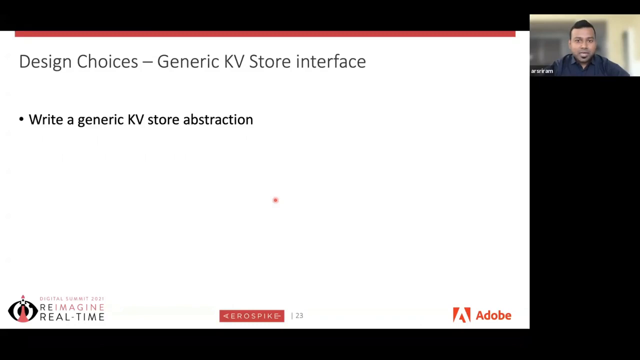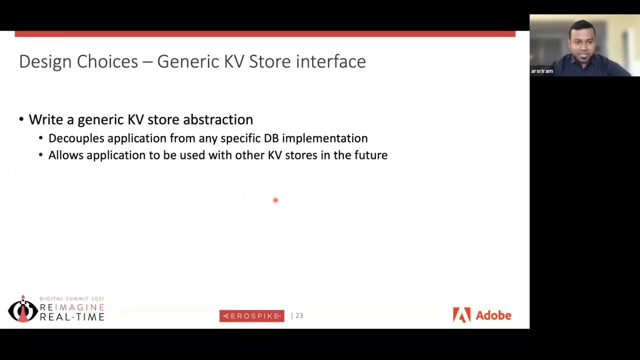Use a generic key value store interface. Having a generic abstraction will help your app be decoupled from any specific database implementation. It's easier to move across key value stores, and it simplifies testing.